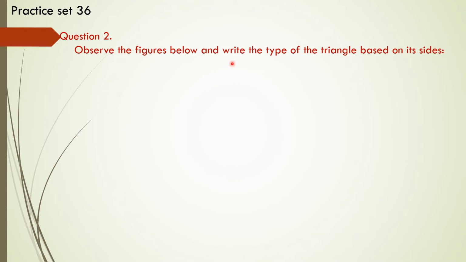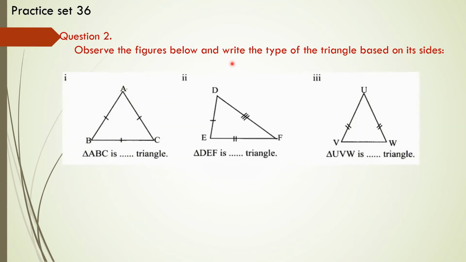The figure is here. First one, in triangle ABC, all three sides are equal. Therefore, triangle ABC is an equilateral triangle. Second one, all three sides are different. Therefore, triangle DEF is a scalene triangle. And third one, in triangle UVW, two sides are equal. Therefore, triangle UVW is an isosceles triangle.